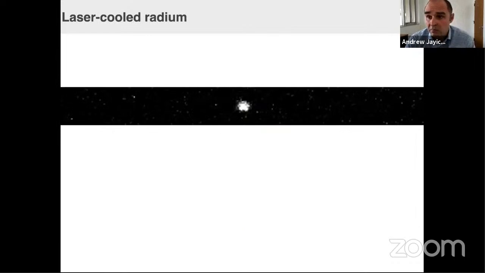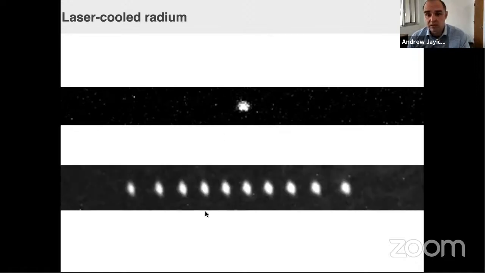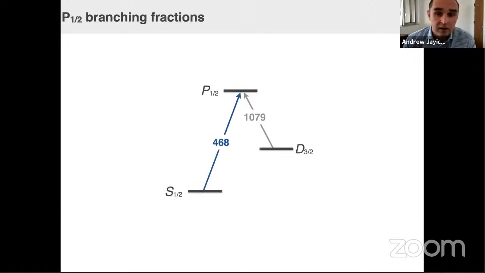Okay, my students, after scanning the lasers for a couple weeks, were able to see the first laser cooled radium ions. This is exciting for us. We were rapidly able to make chains of ions like you see with any other species. Now it's starting to look like a normal ion trap atomic physics type experiment. But again, there are unknowns.